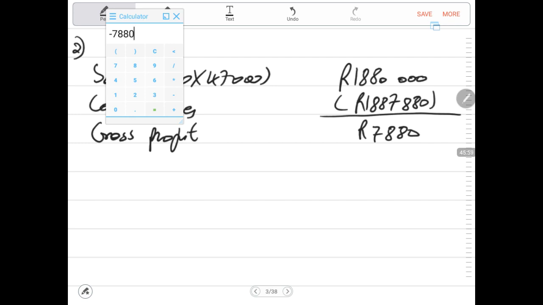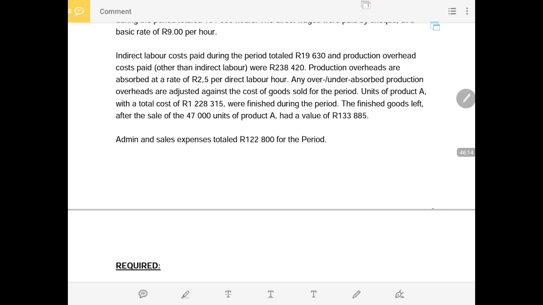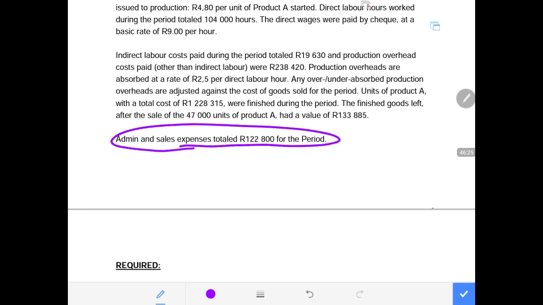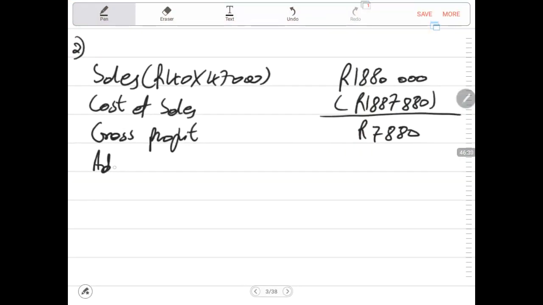Now, if we get gross profit, we need to deduct other operating expenses, which are admin and sales. We have administration costs that I said we need to take into account when we are doing the income statement. Remember, we have admin and sales expense total 222,800 for the period. These are non-production costs. They must not be part and parcel of the cost of sales. Then we have that admin and selling expense, admin and sales expense.